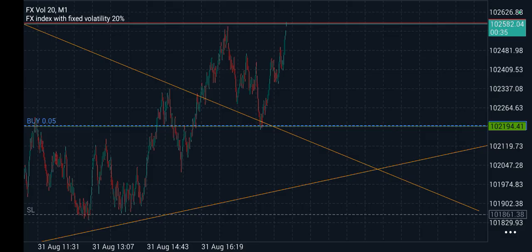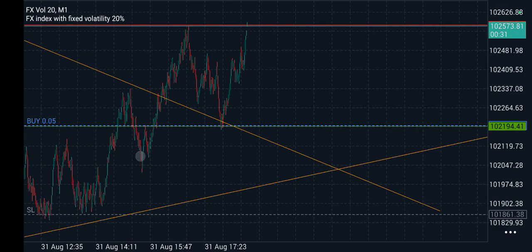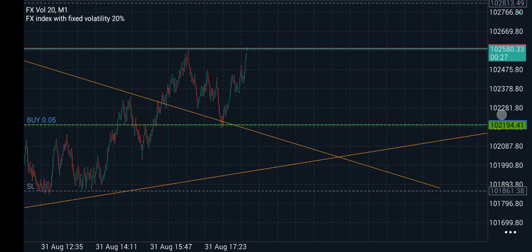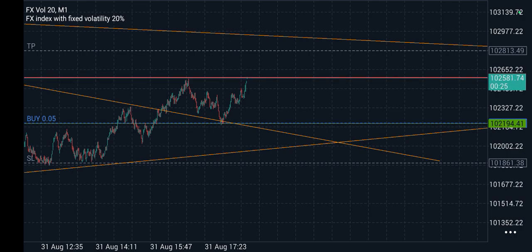Then I'm on a trade here and I took this as sniper. It is due to how I analyze the market as well. You can see this trade is going, and it's heading to TP already.